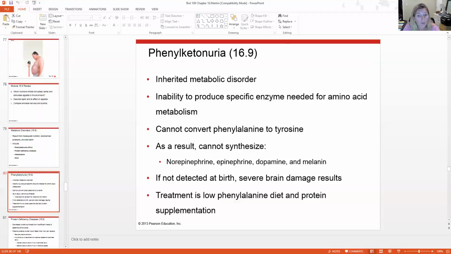Treatment is a very low phenylalanine diet and protein supplementation. Typically, newborns are tested for PKU as soon as they're born. They get a vitamin K shot to help with blood clotting, and they get a PKU test right away just to make sure. Because if it's caught early on, it's fine. If it's not caught early on, then again, severe brain damage can occur.